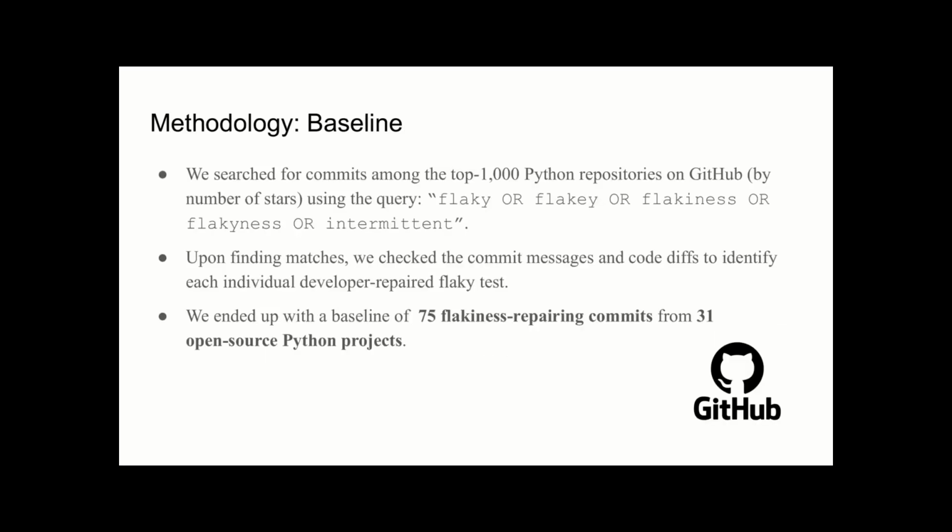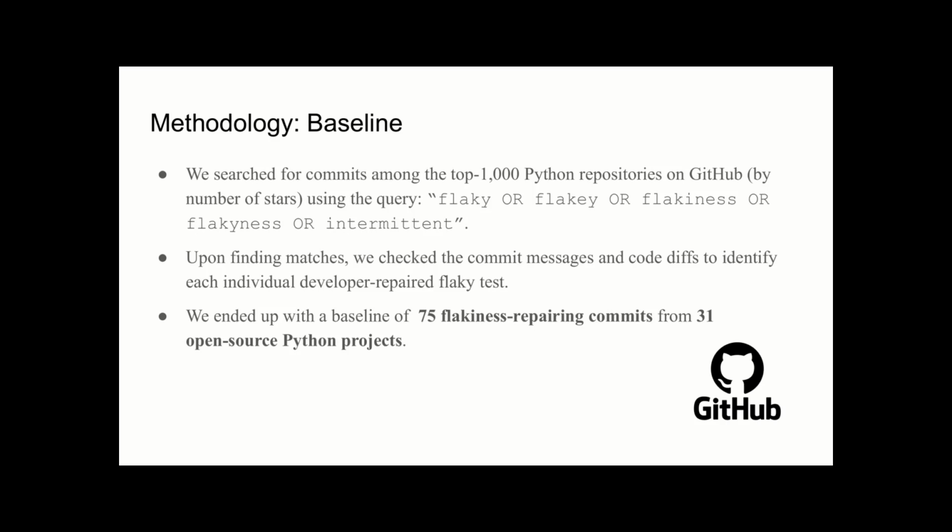To collect our baseline, we searched for commits among the top 1,000 Python repositories on GitHub with a query regarding flaky tests. We decided to target Python since many previous studies on flaky tests tend to focus overwhelmingly on Java. When we found a commit that matched our search, we checked commit messages, code diffs, and any other relevant information to determine if they repaired at least one flaky test.